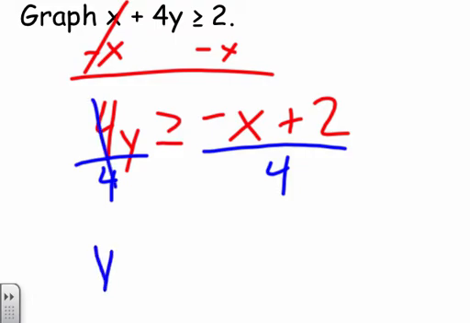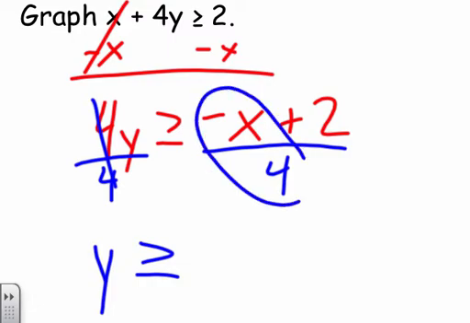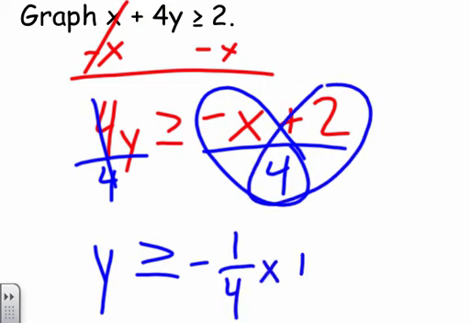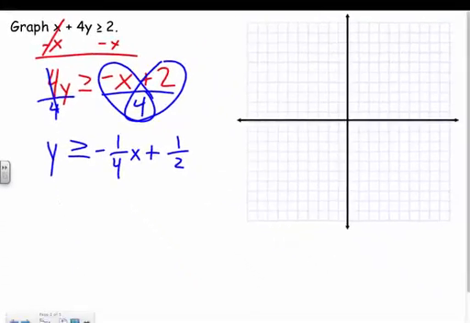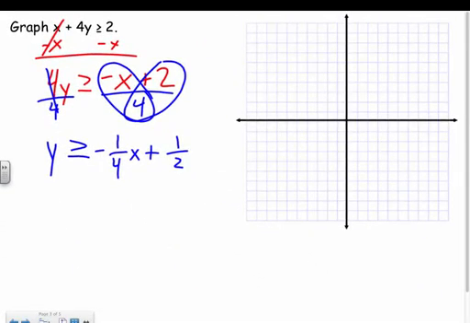So that cancels. I'm left with y is greater than or equal to, well, negative x over 4. But what we want to do is pull the x out and leave a 1 up top. So I'm going to write it as negative 1/4 x. So then I have a slope to work with. And 2 over 4 simplifies into 1/2. I like keeping fractions instead of decimals, so I'm more accurate all the time.